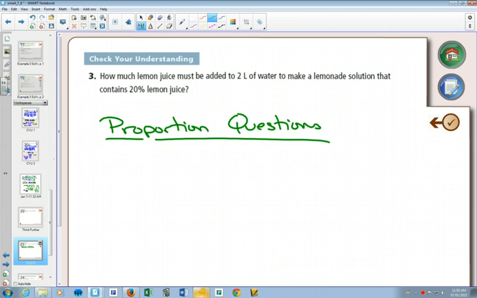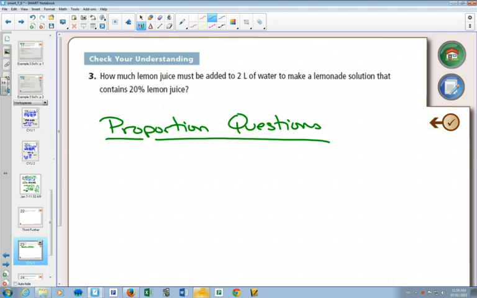All right. So here we go. We have 2 liters of water. We want to make lemon juice that's 20% lemon juice, because apparently that's the best tasting lemon juice. Any other proportions, either too sour or just too watery.